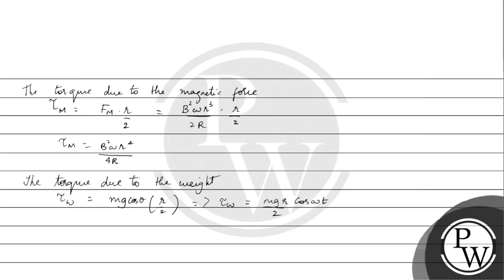So therefore the net torque will now be B squared omega R power 4 by 4R plus mgR by 2 cos omega t. So this is the expression which shows the dependence of the net torque on time. Hope you have understood it well. Best of luck.